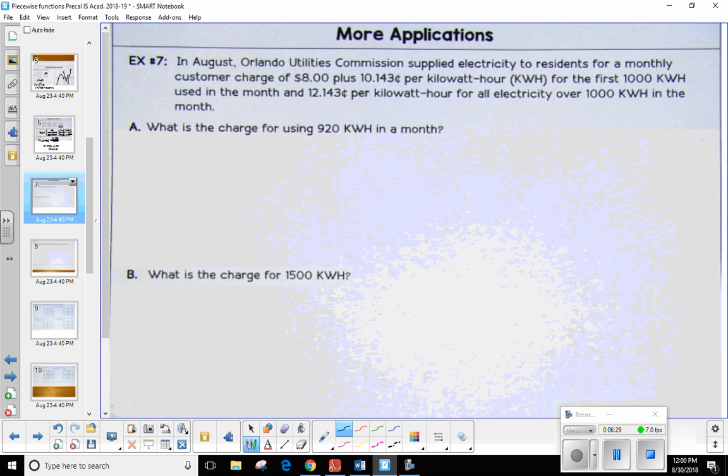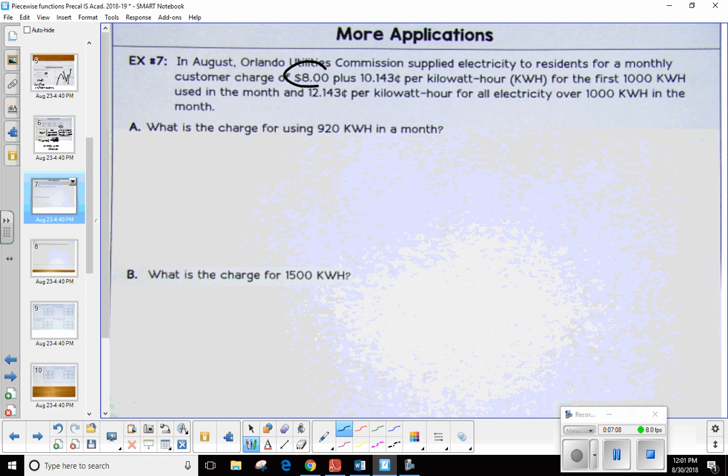Anyways, all right. So A, what's the charge for using 920 kilowatt hours in a month? Well, it's definitely not going to be on the LPNL scale, especially in the summer months, but we'll see. Let's break these down. A and B are designed to help us figure out how we're going to calculate the amounts we're asked for, and that's going to be very useful when we create the piecewise function in part C. So no matter what, even if you don't use any kilowatt hours in a month, you still have to pay what?